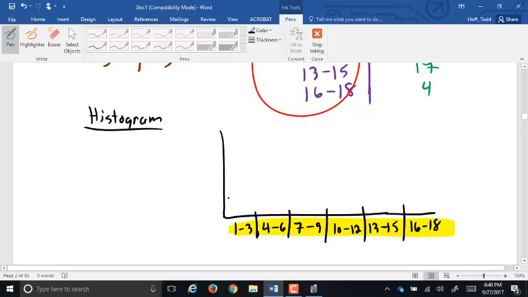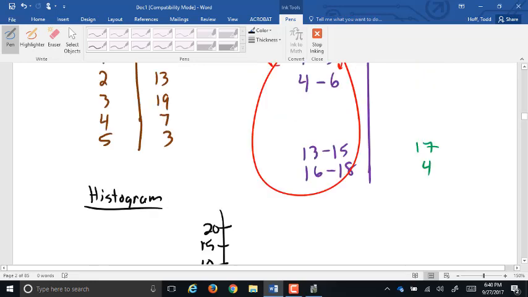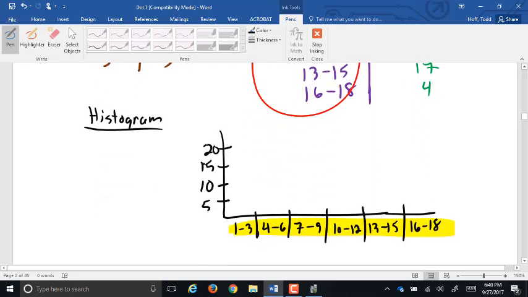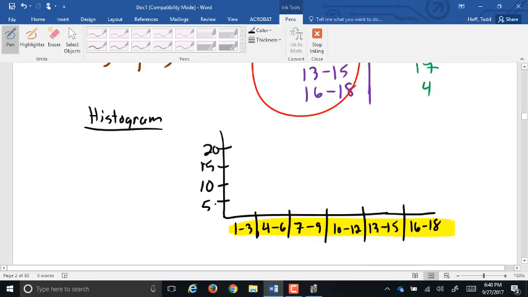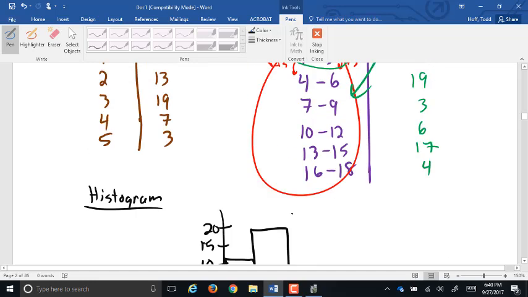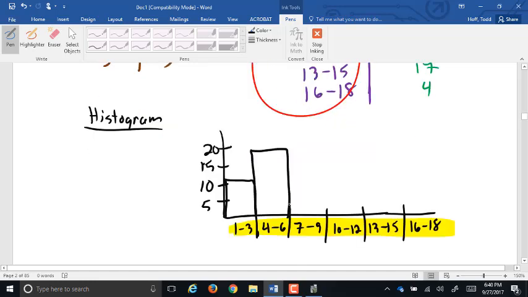Now I'm going to put up the side here, we're going to have some sort of scale again. I need to go above 20? No. And then we're going to put in our bars. We had 11 and 19. Is it 3 and 6? 17 and 4.